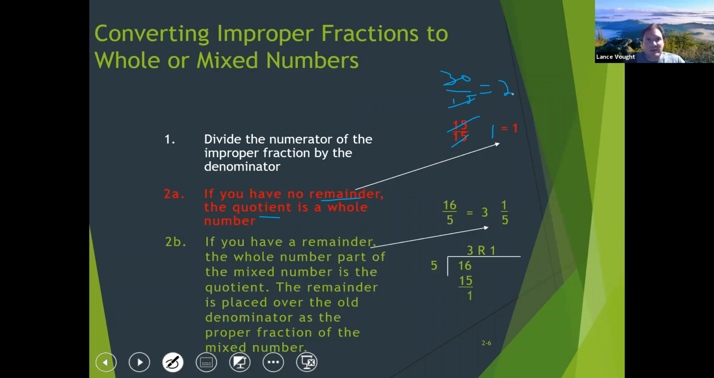Now, what if we have 16 fifths? Well, the first step you have to do is divide 16 by 5 and see how many times 5 goes into 16.